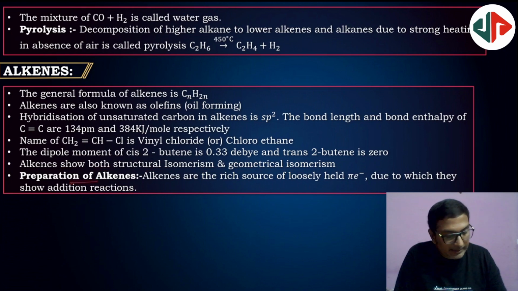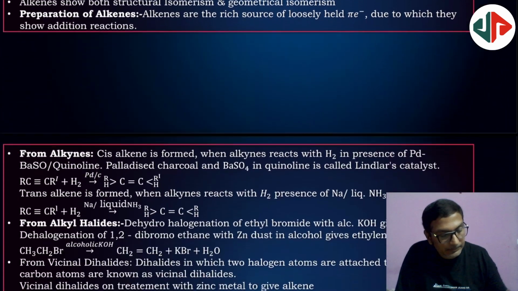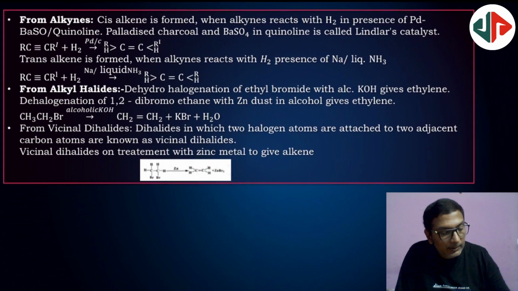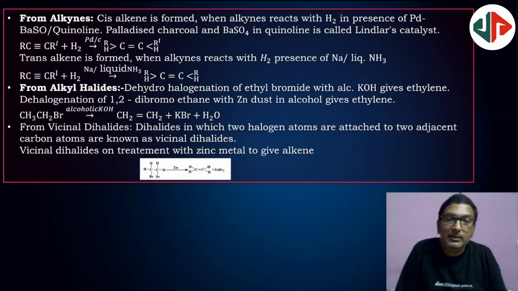Next, preparations. Alkenes show addition reactions due to the presence of pi bonds, pi electrons. From alkynes, so very, very important, alkyne to alkene. Cis alkene is formed when alkynes are treated with H2 in the presence of Pd/BaSO4 in quinoline. So here quinoline is a catalyst poison.